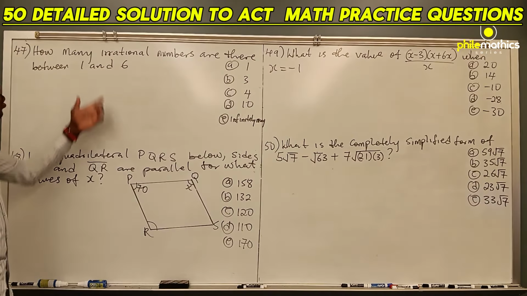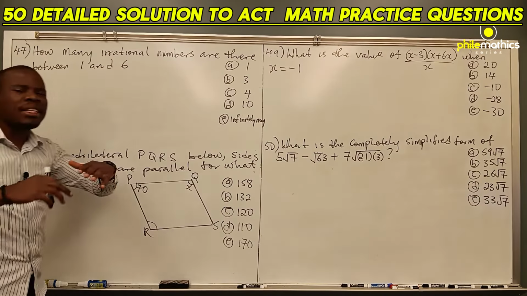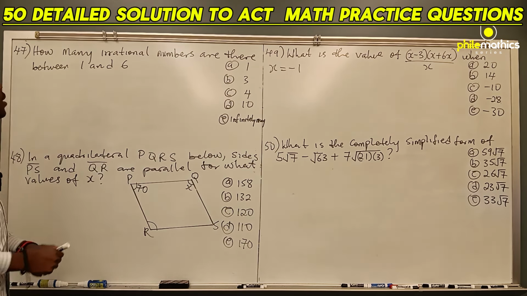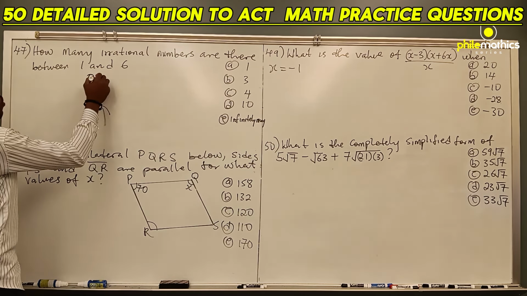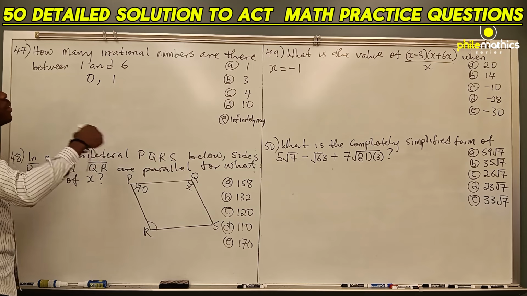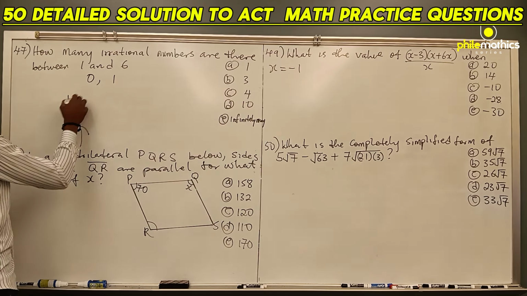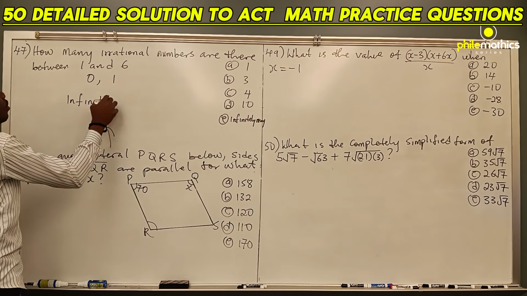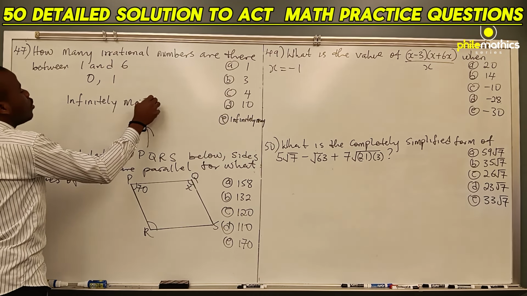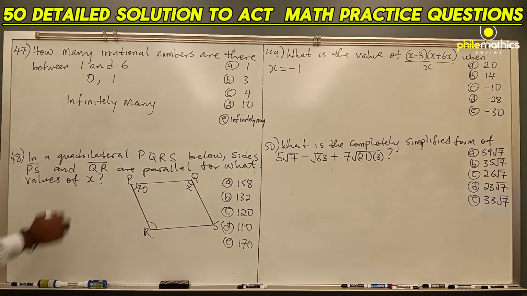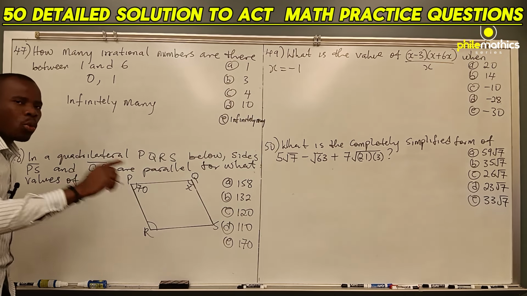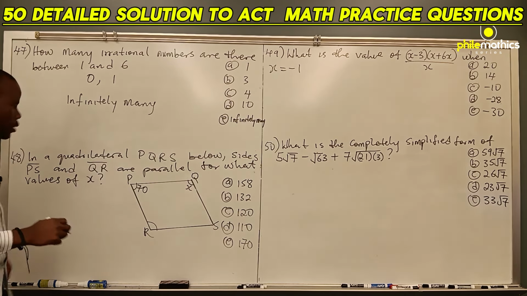The irrational numbers between 1 and 6, there are infinitely many. Even the irrational numbers between 0 and 1, there are infinitely many, not to talk about 1 and 6. So the correct option is infinitely many. They are uncountable, you cannot assign them in one-to-one correspondence with the natural numbers.